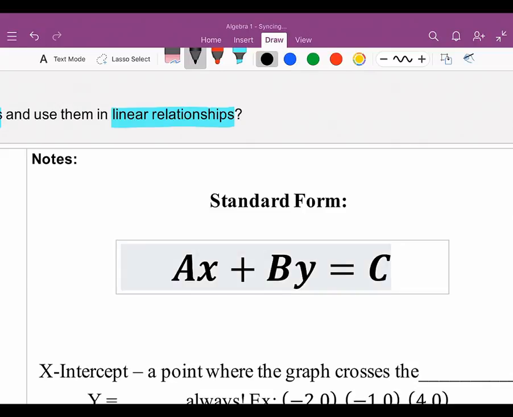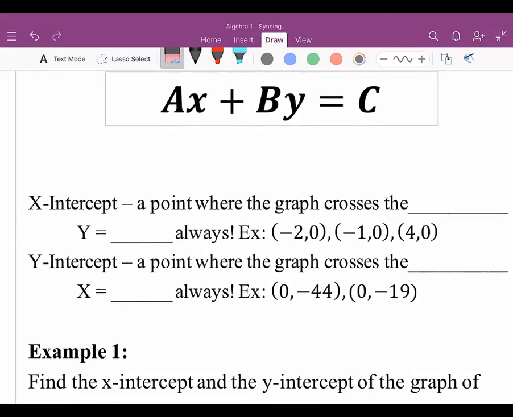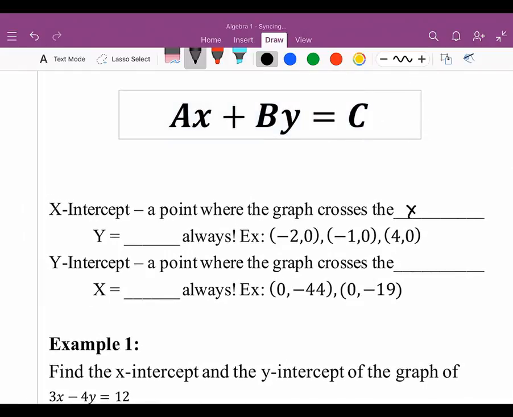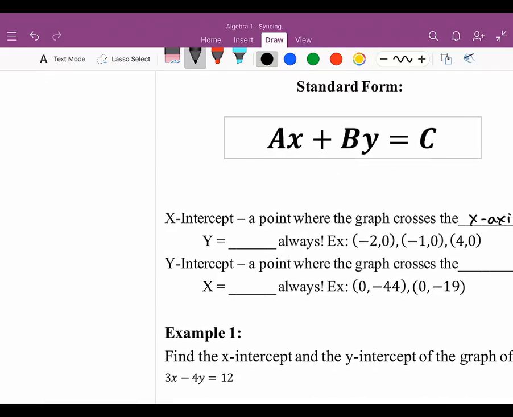All right, let me get that out of the way. Okay, so let's talk about the intercepts though. X-intercept is a point where the graph crosses the x-axis. Simple as that, okay? So as an example, if you had a graph and I draw a line, your x-intercept would be here. It crosses the x line, the horizontal line, the x-axis.